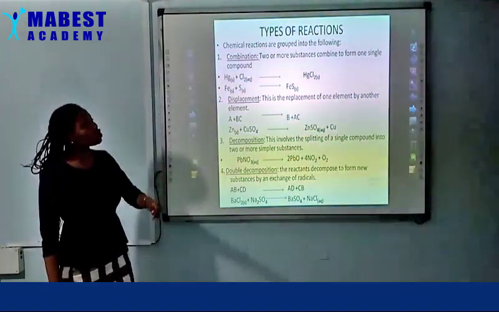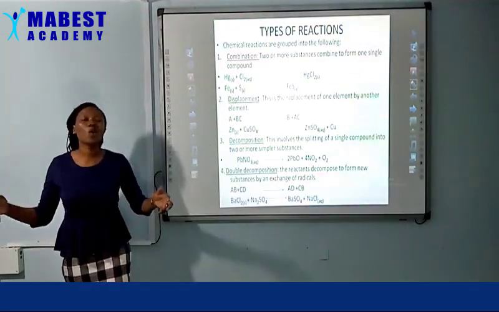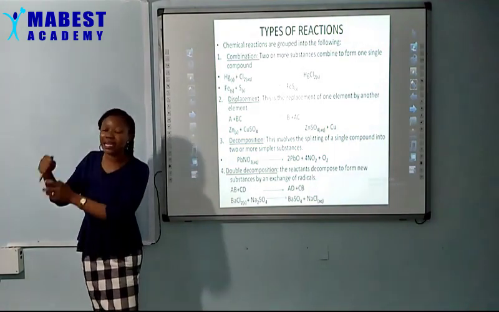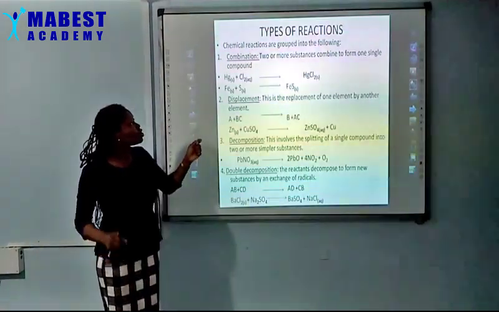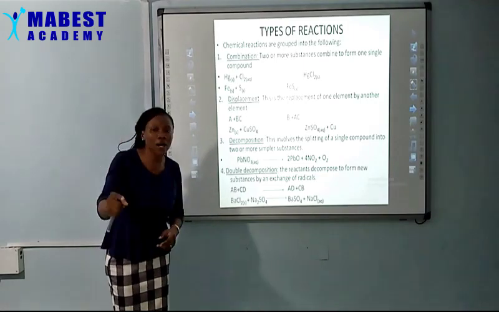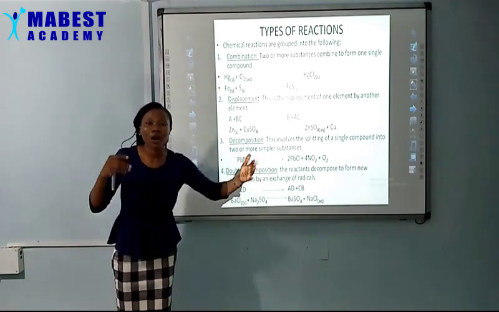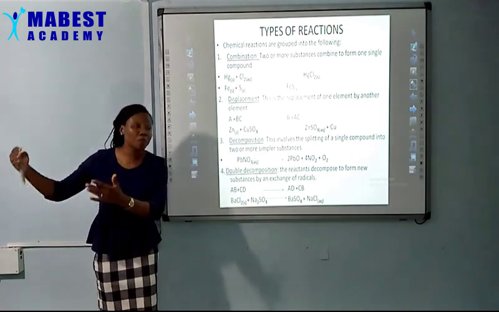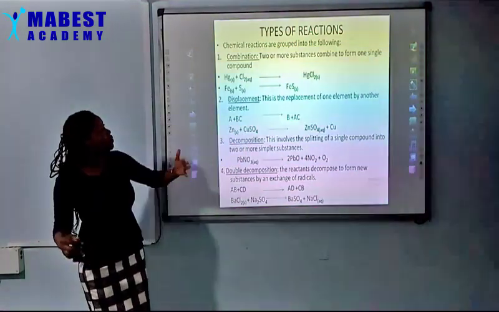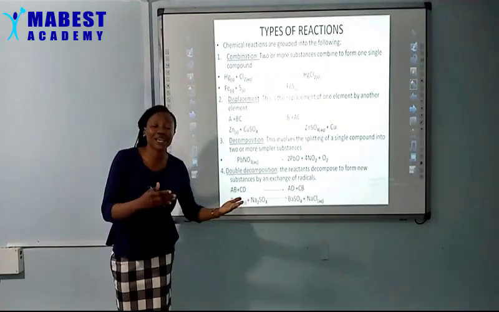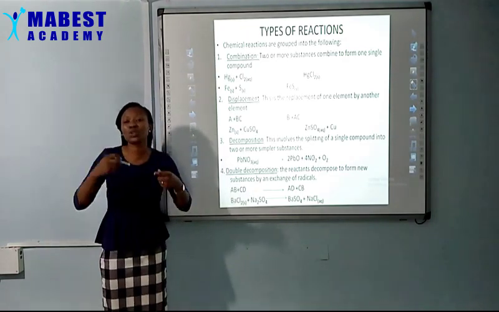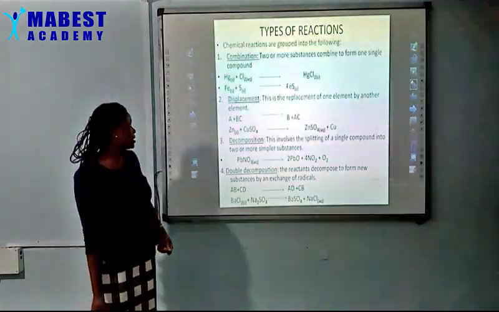I'll start with combination reaction. As the name implies, combination: two things coming together, they combine to form a new substance. This is a reaction in which two or more substances combine to form one single compound. Two elements, element A combines with element B to form a compound. As you can see, mercury reacting with chlorine to form mercury chloride. You can equally have iron reacting with sulfur to form iron sulfide. You can equally have sodium reacting with chlorine to form sodium chloride.